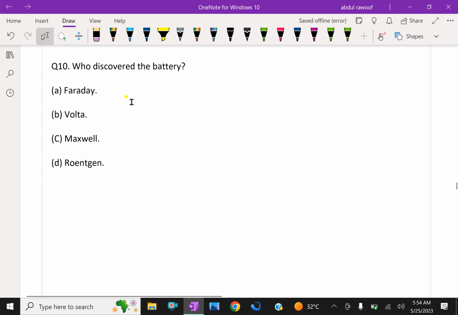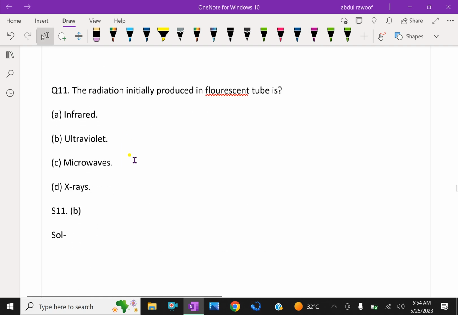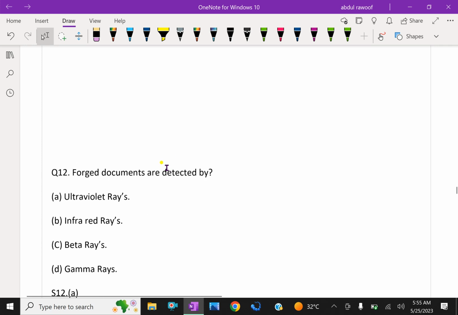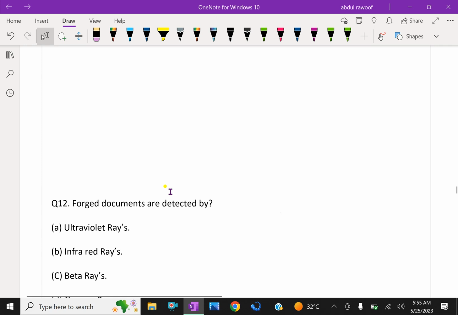Who discovered the battery? Volta is the scientist who discovered the battery. The radiation initially produced in a fluorescent tube is infrared, ultraviolet, microwaves, and X-ray. Here, ultraviolet. The forged documents are detected by ultraviolet rays.